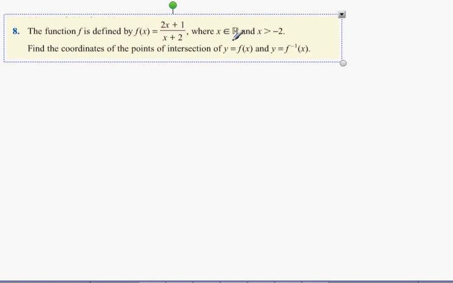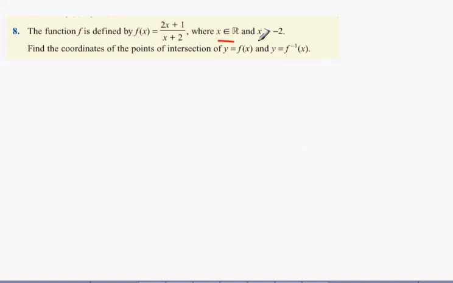A function f is defined by f of x equals 2x plus 1 over x plus 2, where x is an element of R and x has to be greater than minus 2. Find the coordinates of the points of intersection of y equals f of x and y equals f inverse of x. Okay, let's find this out. Okay guys, replace f of x with what? We're trying to find the inverse function.